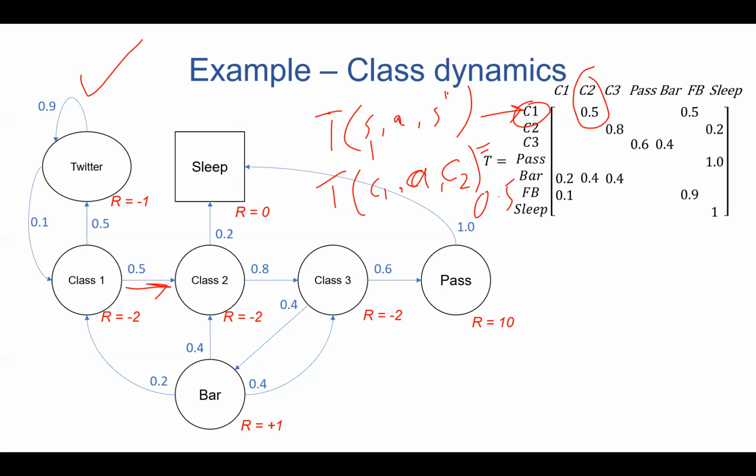Right? Simple, straightforward. Simple enough, right? We just have a two-dimensional matrix, a transition matrix, that gives us the probability. Some of the entries in that matrix can be 0, too. That's okay, because from class 1, you cannot jump to pass right away. So there's going to be a 0 probability for that.